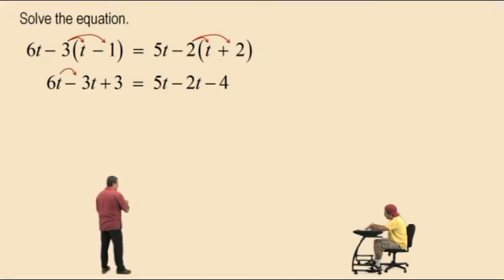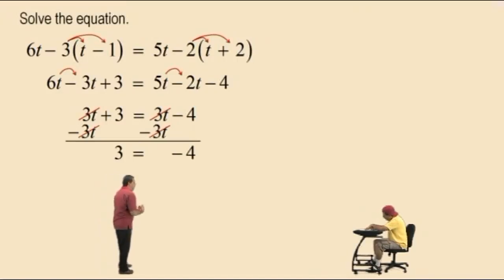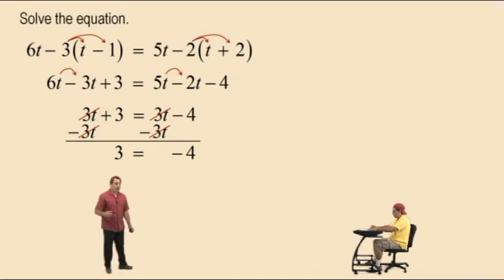Left-hand side, Charlie, pay attention. 6t plus a negative 3t is 3t. Bring down your 3. Right-hand side, we're going to combine the 5t plus the negative 2t, which is 3t, and we're left with a negative 4. Now, Charlie, to get rid of the variables on the right-hand side, we do what? Subtract 3t. That's right. Now notice they cancel there, but notice over here, they also cancel. So what happens is we end up with a 3 equal to negative 4. So we end up with a contradiction here.